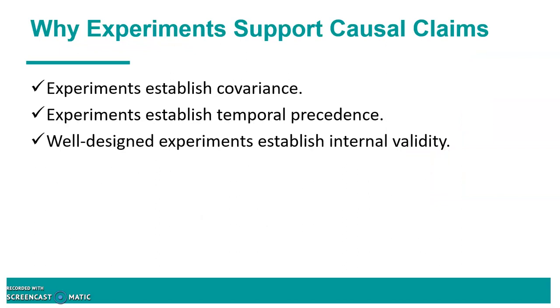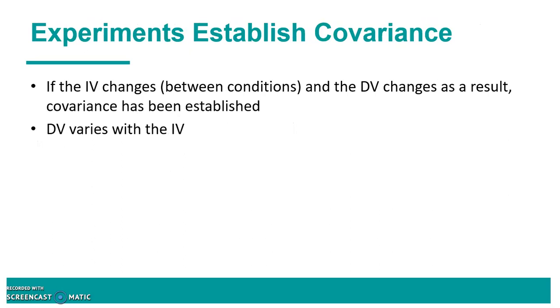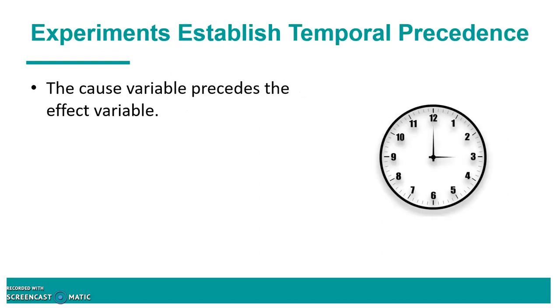So with experiments, you can meet all 3 criteria for causal claims: covariance, temporal precedence, and internal validity. And so covariance, basically that means that if the IV changes and the DV changes as a result, the DV will vary with the IV. Okay. Temporal precedence, this is time. Okay, so first you manipulate the independent variable, and then afterwards you measure its effect on the dependent variable. Because you have a cause variable, and then you have the effect variable that follows. Okay.